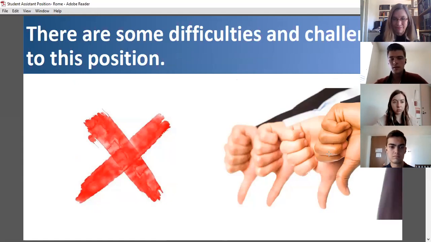And I think this is on to Anna now. She can talk about some of the difficulties and some of the perks of this position as well.